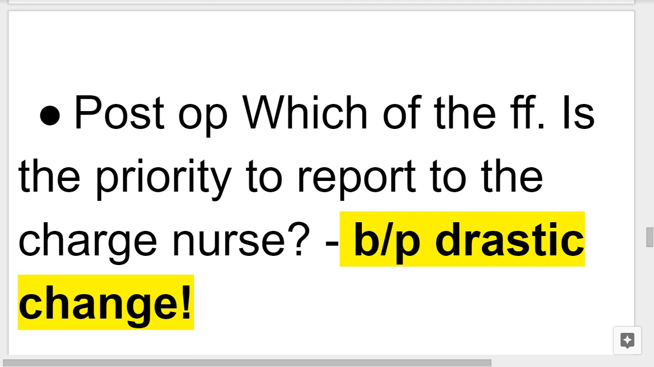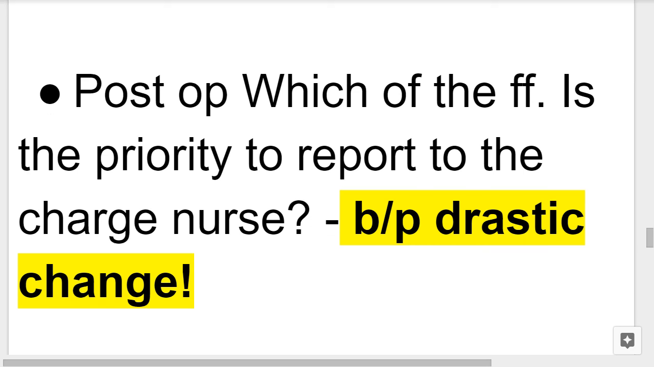Post-op client, which of the following is a priority to report to the charge nurse? A drastic change of blood pressure. If there's a drastic change of blood pressure, let the nurse know right away.